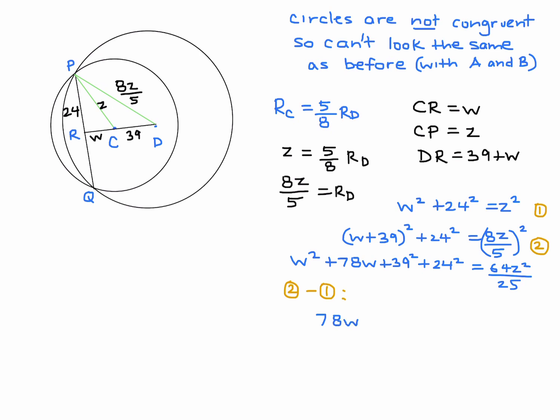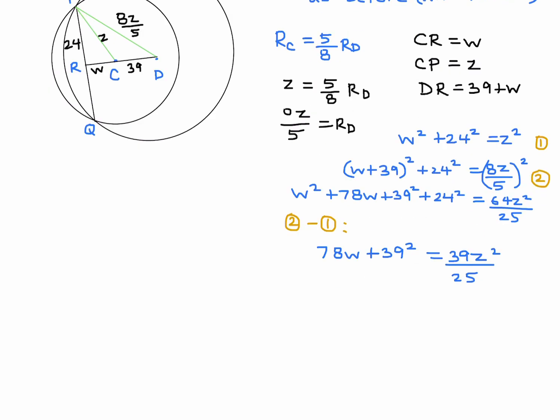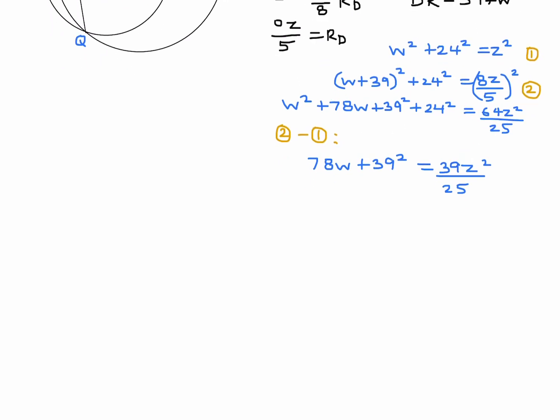78W plus 39 squared. And on this side, I am left with 25 minus 64, so it'll be 39Z squared over 25. And as before, I can divide through by 39, and that will work out very nicely. It'll just be 2W plus 39 is equal to Z squared over 25.